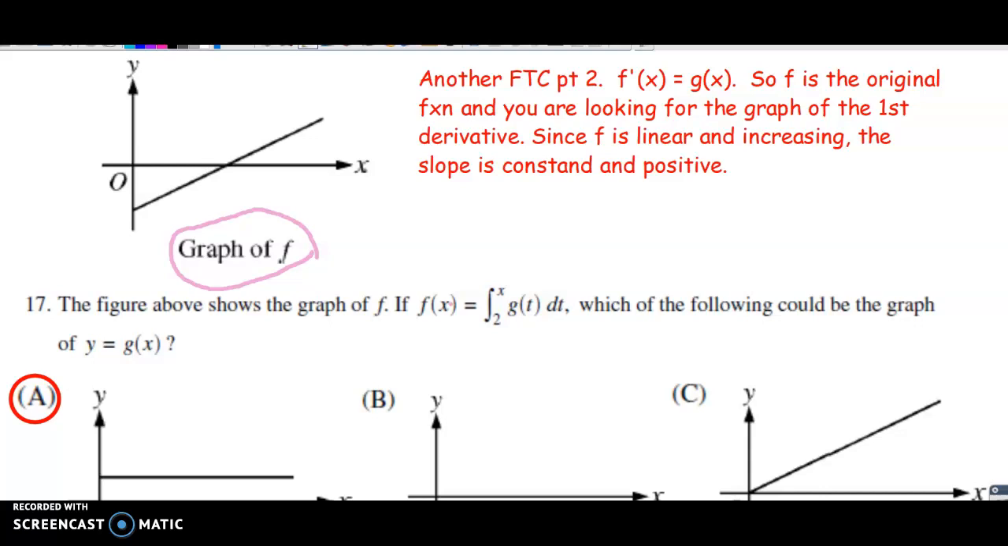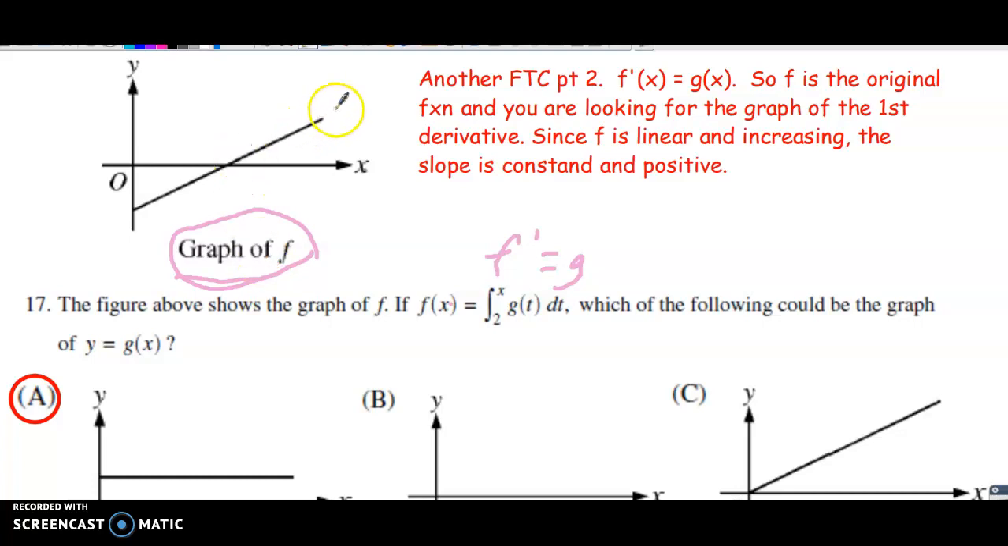Okay, so we are back to the 2012 multiple choice no calculator question number 17. In this problem, the figure shows the graph of f, and f is defined to be a definite integral. So by the FTC part 2, f prime is equal to g, and we are given the original function f, and we're supposed to figure out which could be the derivative, which is g.